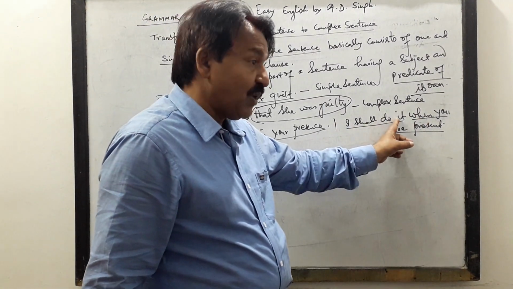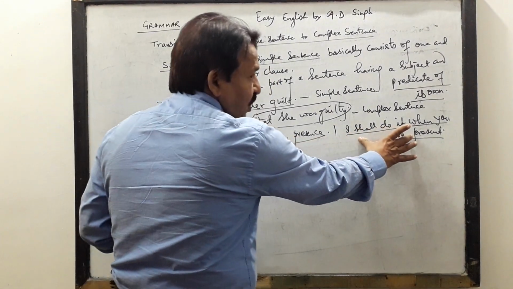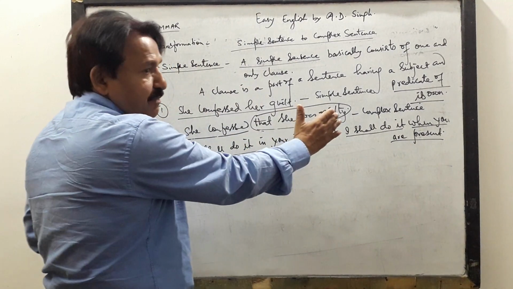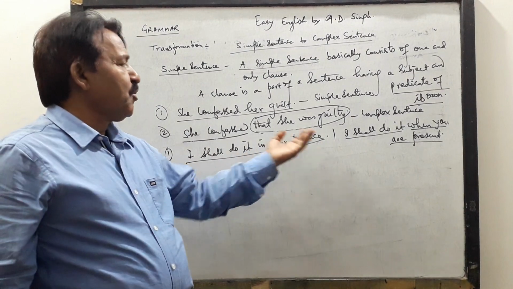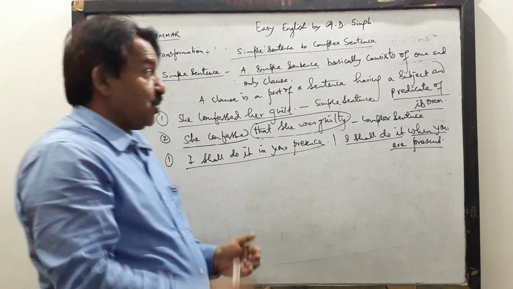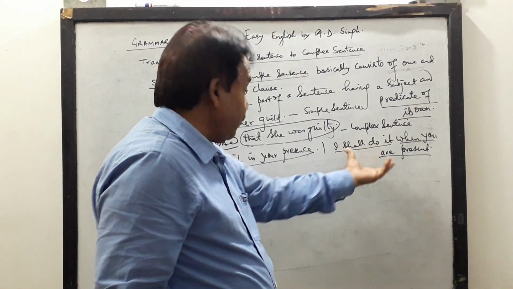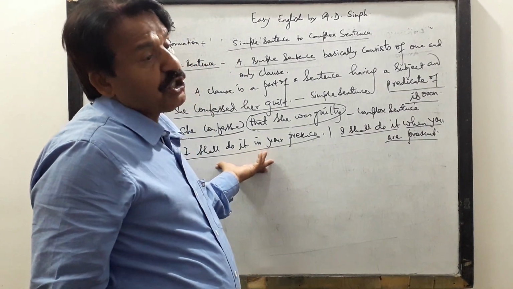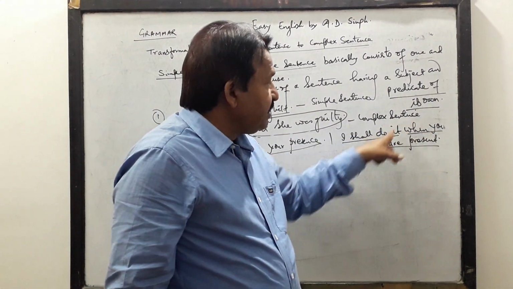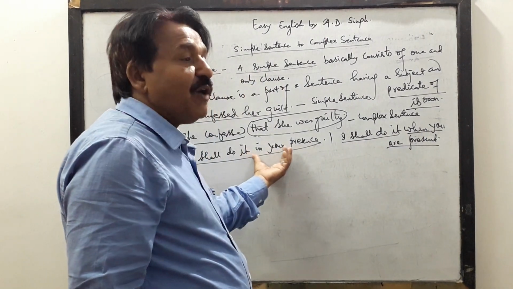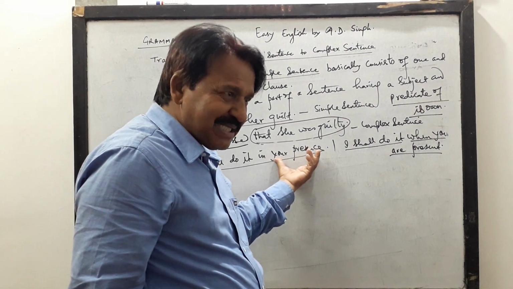I shall do it is one clause, when you are present is another clause. So definitely there are two clauses in this second sentence, and one is the main clause, another one is subordinate. And here there is one and only one clause, I shall do it in your presence. So now if I ask you, sir, suppose you have given us a complex one and we want to transform it into simple one, what shall we do? Definitely you will transform the subordinate clause using a phrase like presence. In your presence is a phrase.